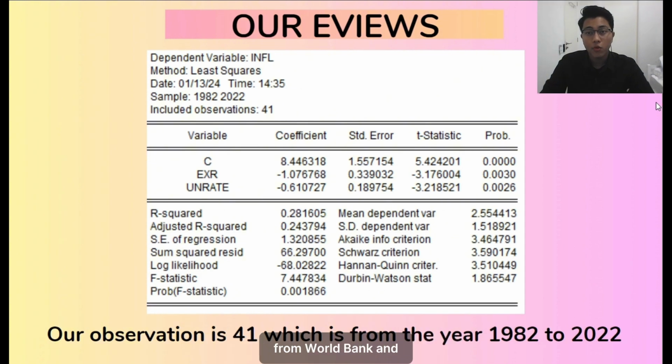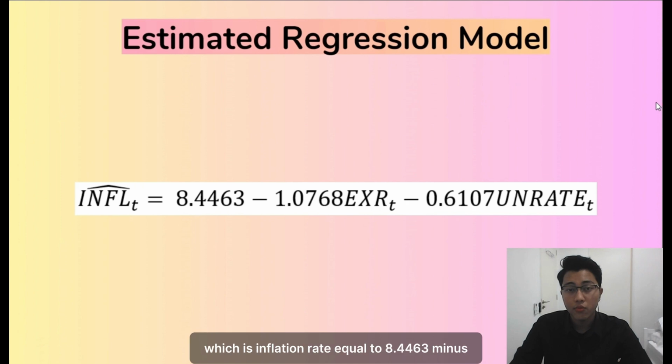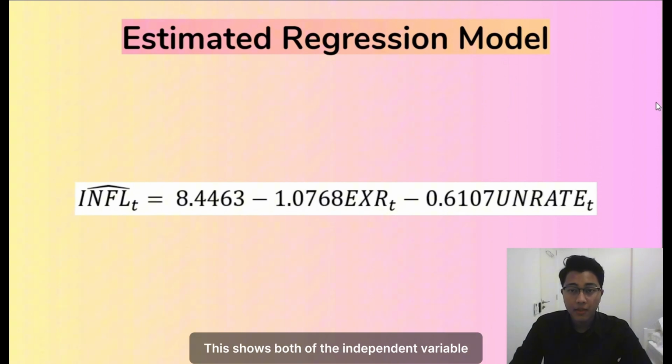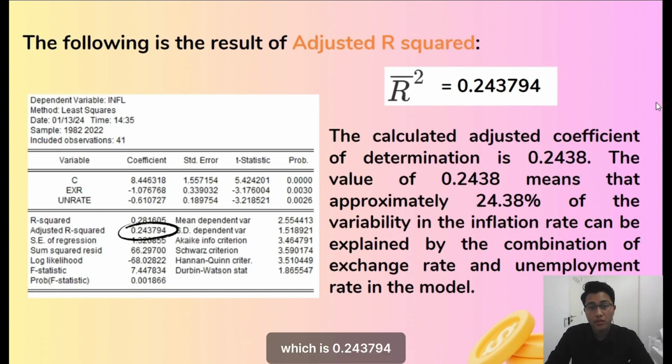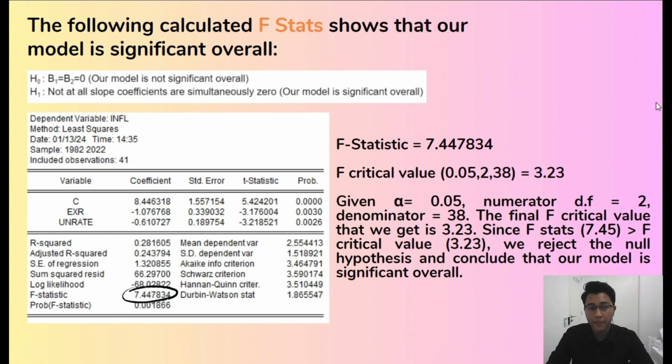Once we insert all the data from the World Bank and Department of Statistics Malaysia in eViews, this is the result generated. Our observation count is 41, from the year 1982 to 2022. This is our estimated regression model: inflation rate equals 8.4463 minus 1.0768 exchange rate minus 0.6107 unemployment rate. This shows both independent variables have a negative relationship with the inflation rate. Our adjusted R squared is 0.243794, meaning approximately 24.38% of the variability in the inflation rate can be explained by the combination of exchange rate and unemployment rate.